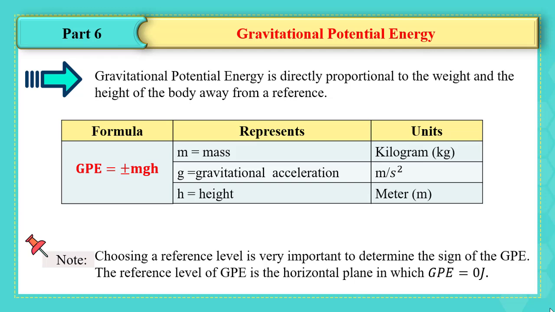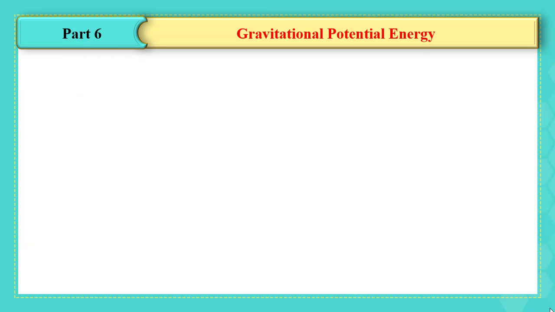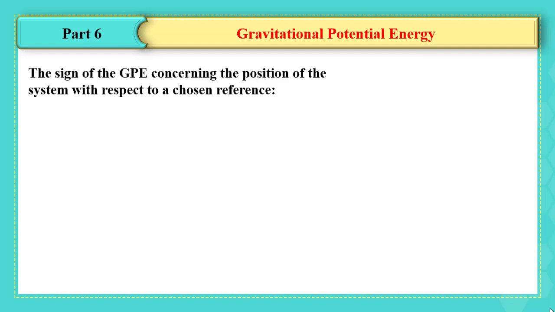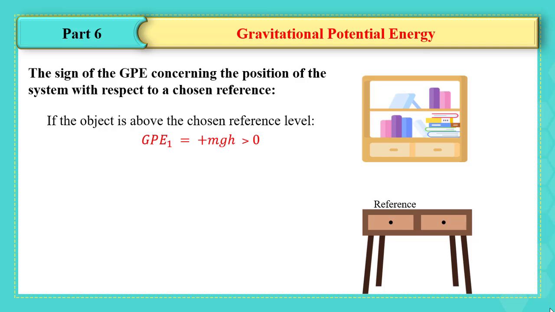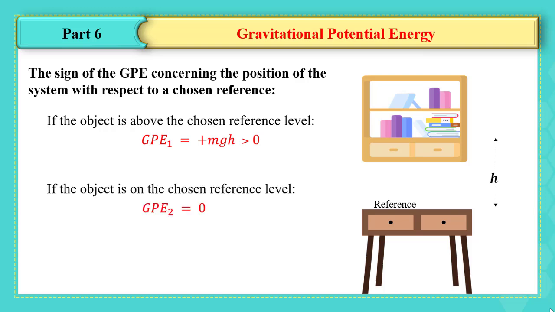The reference level of the gravitational potential energy is the horizontal plane in which GPE equals 0 joules. When does the gravitational potential energy become positive or negative? Consider a group of books that are on shelves above a desk, and the chosen reference where the GPE is 0 is on the desk. Then GPE at the shelves is taken as plus mgh, which is positive, while the gravitational potential energy on the desk is 0, height is 0.